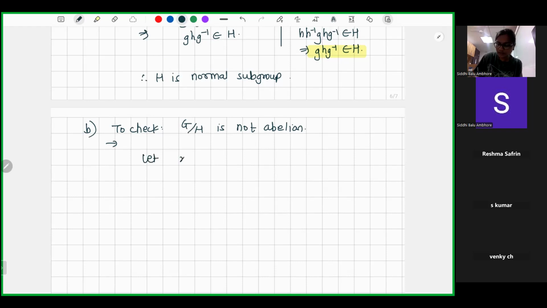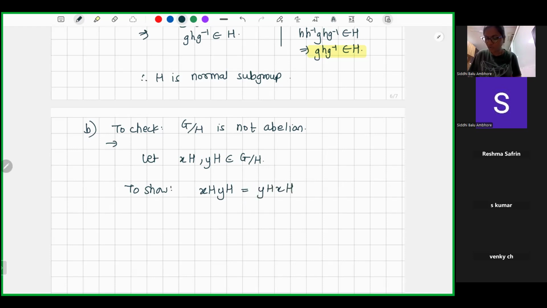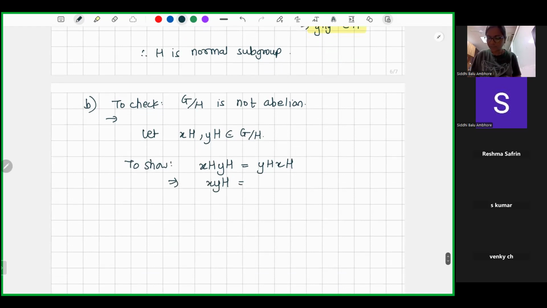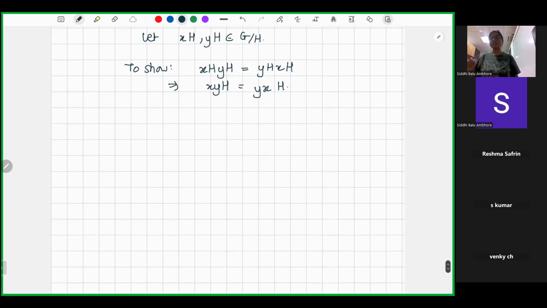Elements here are of this form: xH, yH belongs to G quotient H. And we need to show whether xH yH is equal to yH xH or not. This is how multiplication works. Wait, let me write it explicitly: xH yH is equal to yH xH or not. But by multiplication in the quotient, we have this.